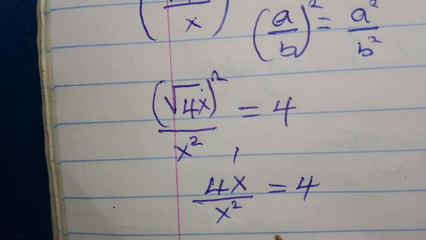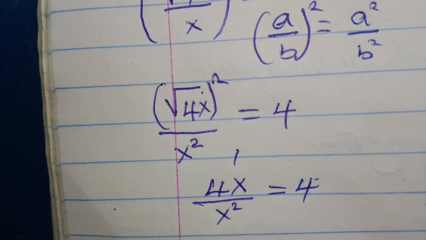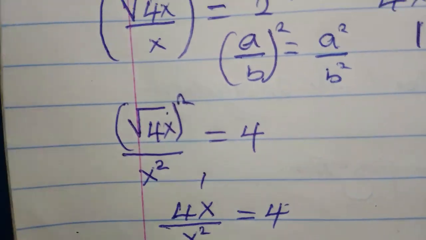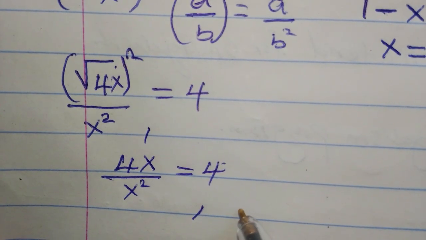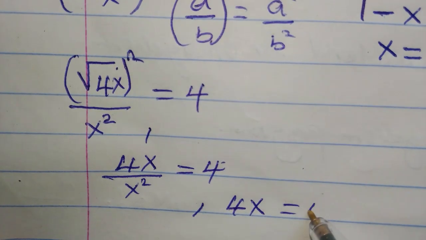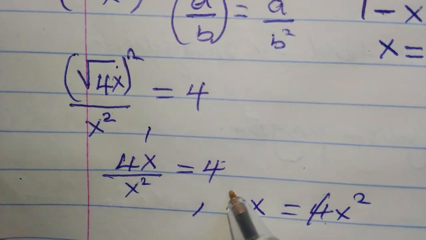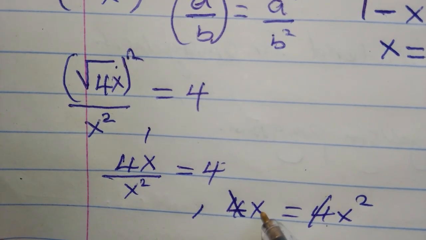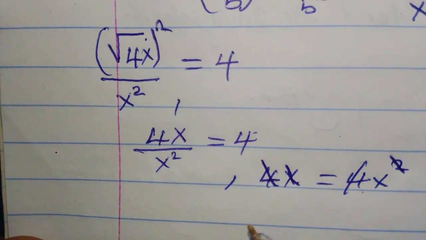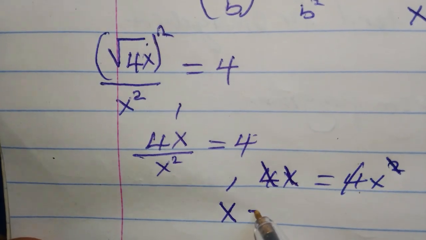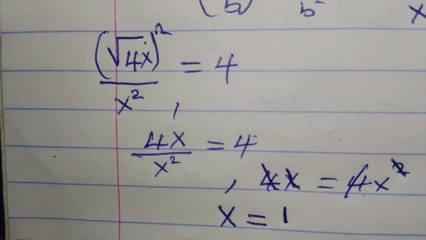If we have this now, we can simply cross multiply. So we have 4x equals 4x squared. This 4 will cancel this 4, and this x will cancel one x of the x squared. So we are left with just x. Therefore, our x is equal to 1. So this is the second method.